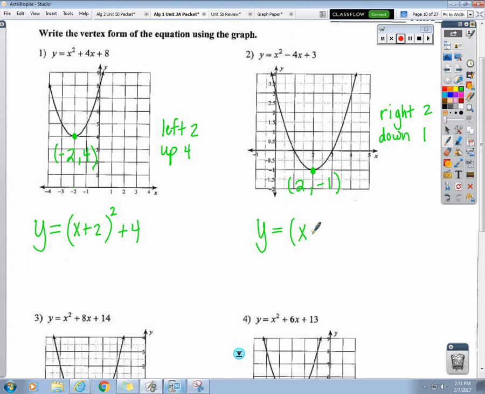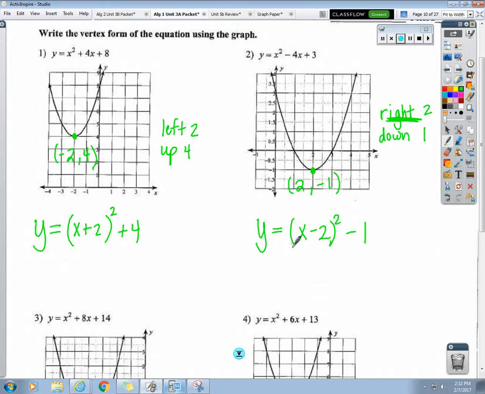X minus 2. And you have to remember, anytime it's right or left, it goes in parentheses. And then how do you represent down 1? Minus 1. I'm not going to check them every time, but to check it on the calculator, you just type both of them in and make sure they create the same parabola. Yes, Sam? To represent right 2, you have to put x minus 2.